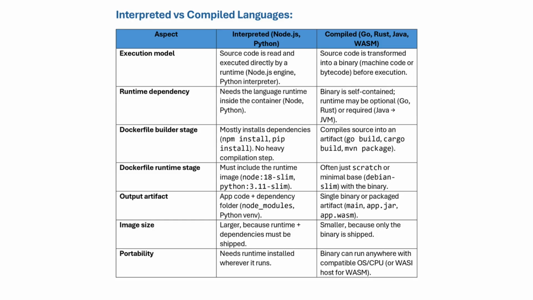As mentioned, Node.js and Python are interpreted languages that need a runtime that understands their language, whereas compiled applications understand only binary or machine code or bytecode, so they can run anywhere with a compatible operating system or a CPU that supports it, or a WASI host for WASM.